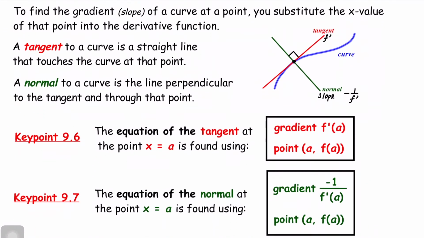So in order to find a gradient slope of a curve at a point, we really don't want to use the word slope of a curve, we use gradient. You substitute the x value of that point into the derivative function. So the tangent is the red line there. It touches the curve at one point locally. The normal is a line that is perpendicular to the tangent.